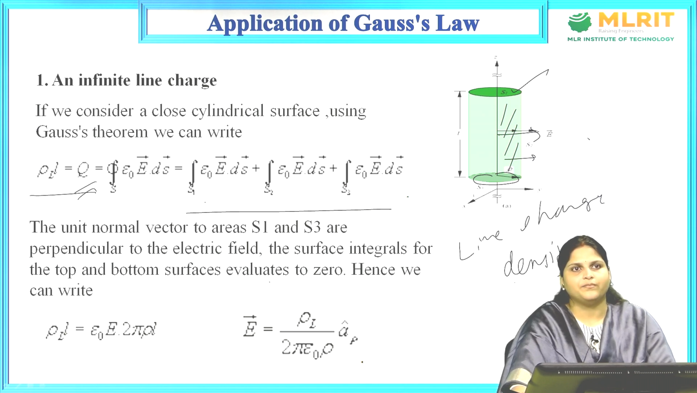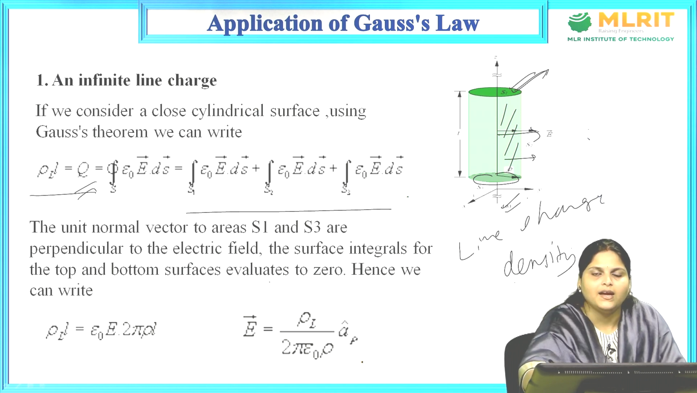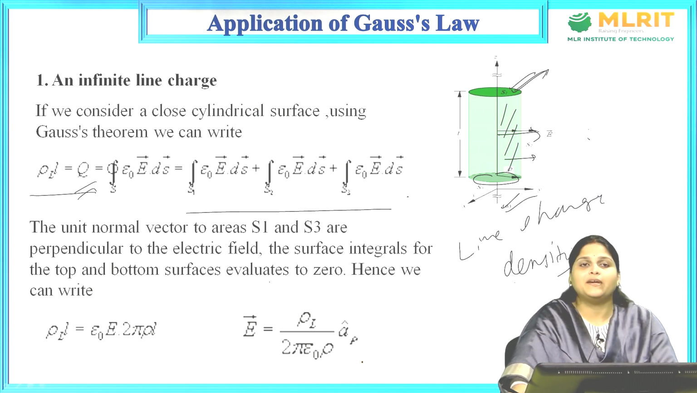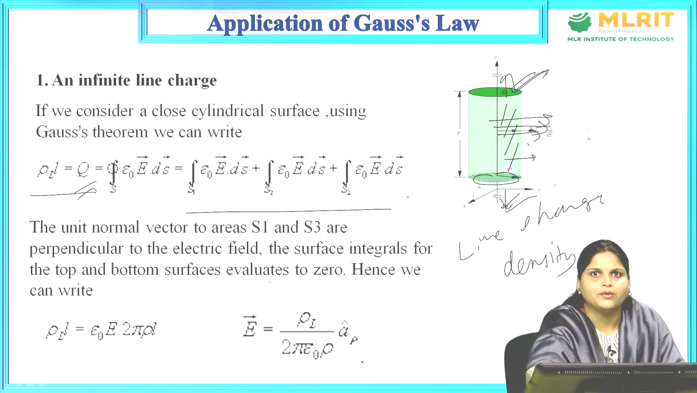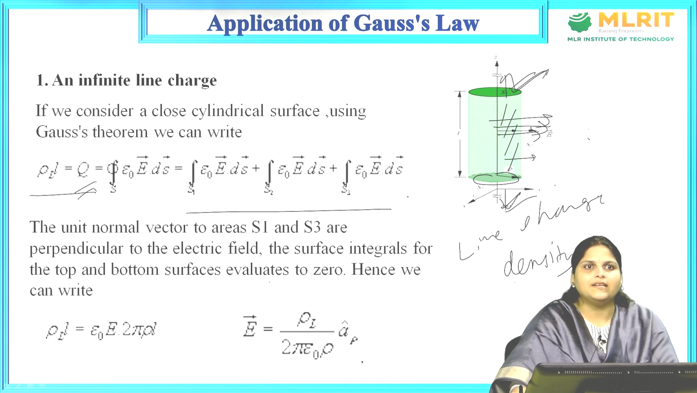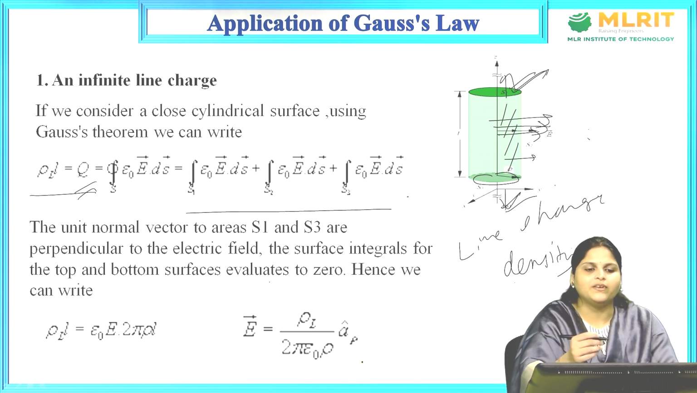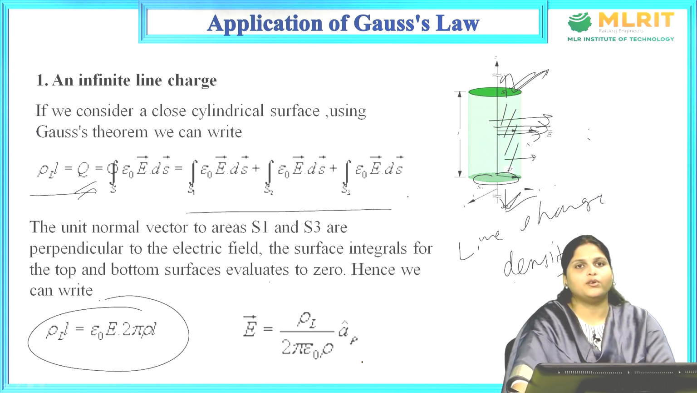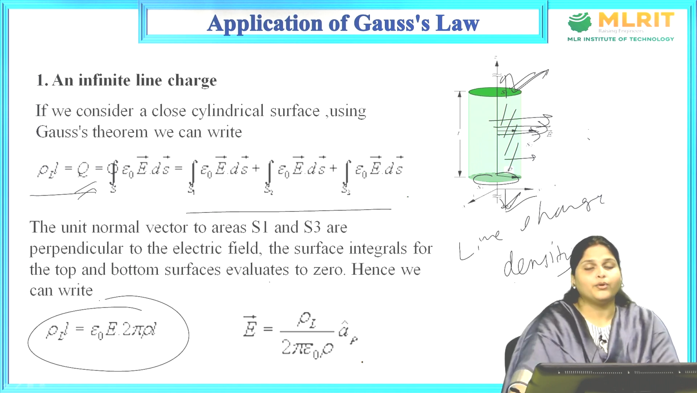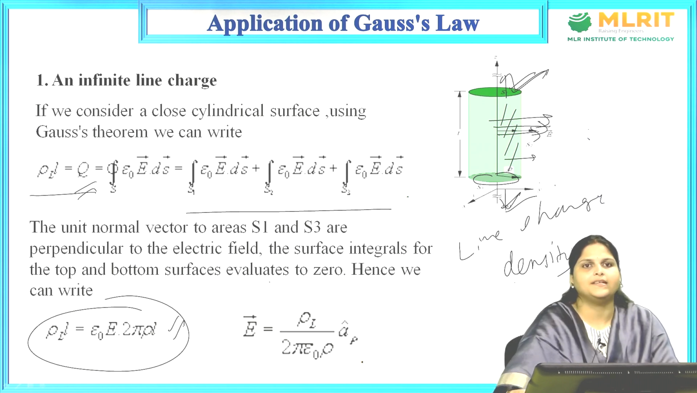dot ds. Now if you notice, the unit normal vector to this area S1 and S3 is actually perpendicular to the electric field. This is your electric field and this is perpendicular. So basically the surface integral for the top and bottom surfaces evaluates to 0. So what we are left with is this: rho_L L equals epsilon naught E 2 pi r L, basically this is the area for this cylinder.